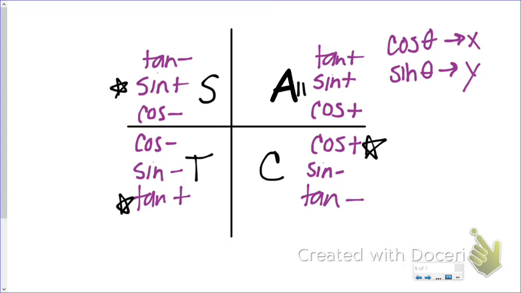Now this also applies, whatever is true for these functions is true for its reciprocals. So whatever it says about tangent, it also says the same about cotangent. Whatever it says about sine, it also says about cosecant. Whatever it says about cosine, it also says about secant.